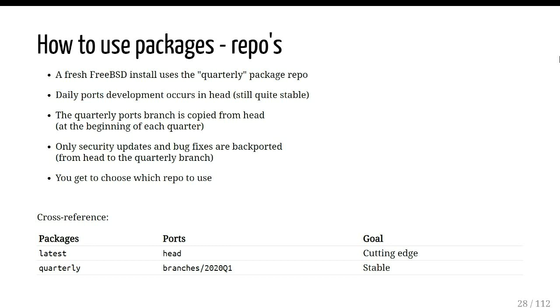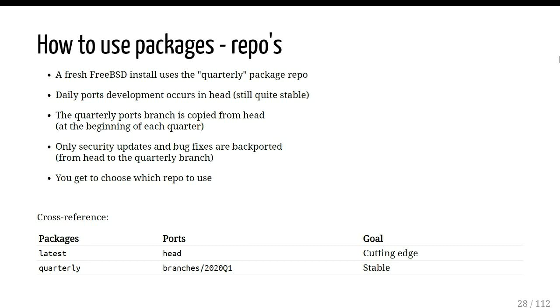Well, one thing people may not realize is FreeBSD out of the box comes with, it'll use the quarterly package repo, and essentially all daily ports development occurs in the head branch, which is still quite stable. You're not supposed to commit things to ports head unless it works and it's been tested. But there's a quarterly branch which is copied from head at the start of every quarter, and only security updates and bug fixes get backported from the head branch to the quarterly branch.